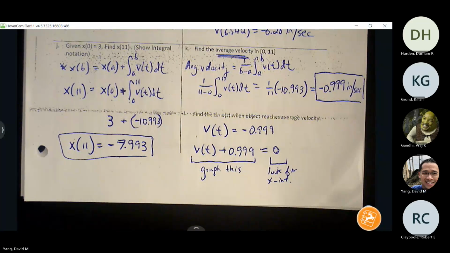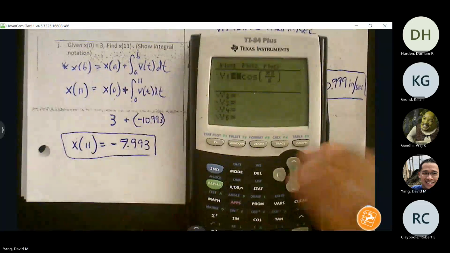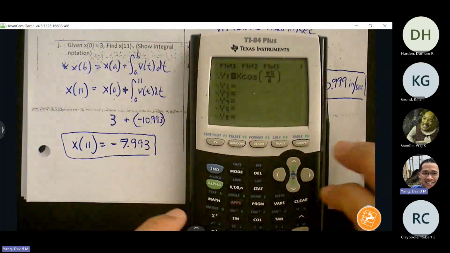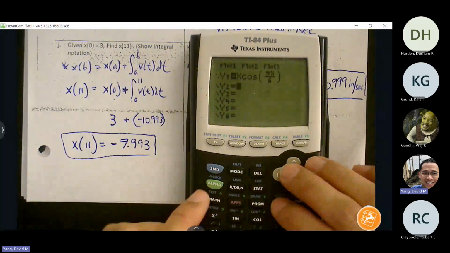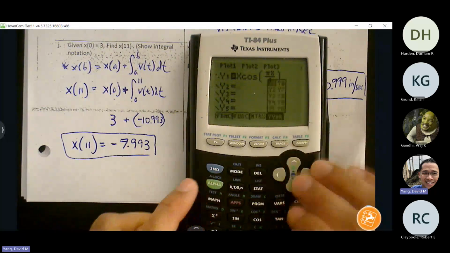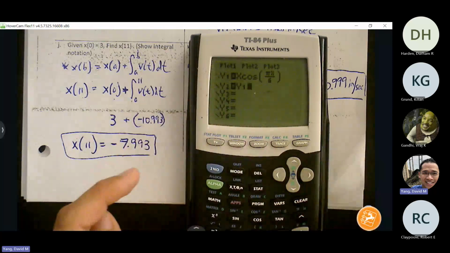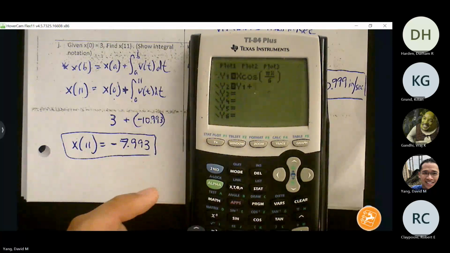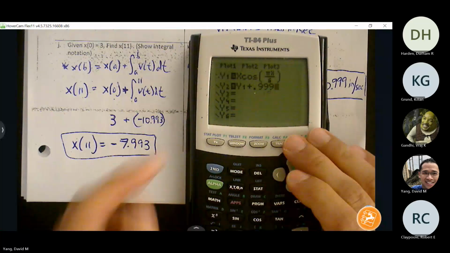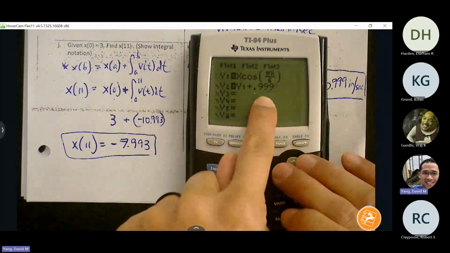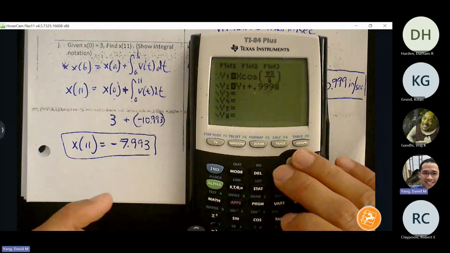So I'm going to go to y1. I'm going to leave y1 alone. I'm going to call that y1 function by doing alpha trace y1. So now I'm calling that velocity function and I'm adding 0.999. What if I just graph this function instead and then look for the x-intercept?